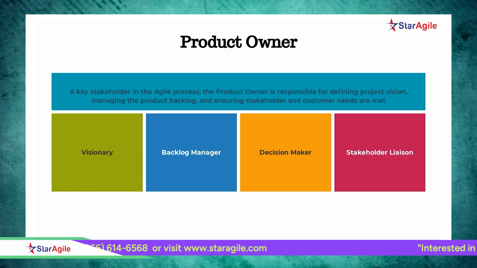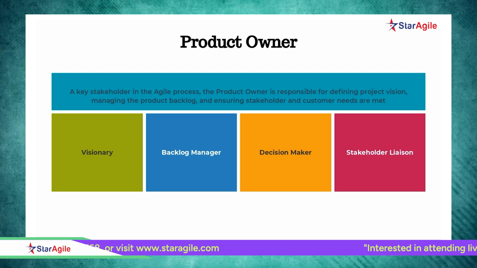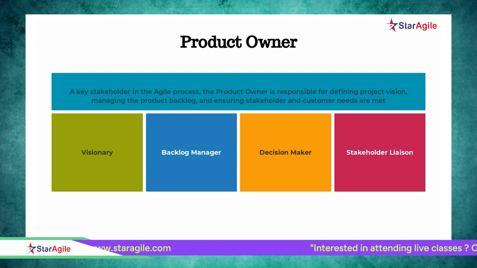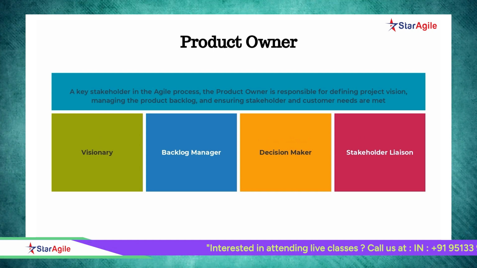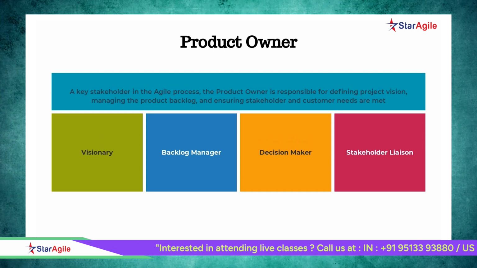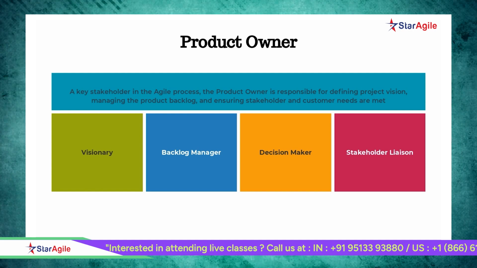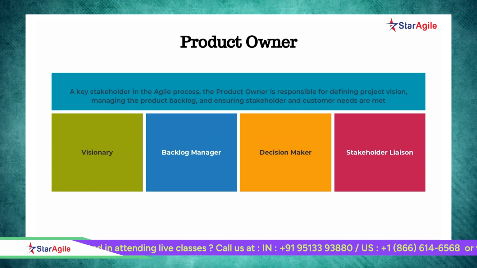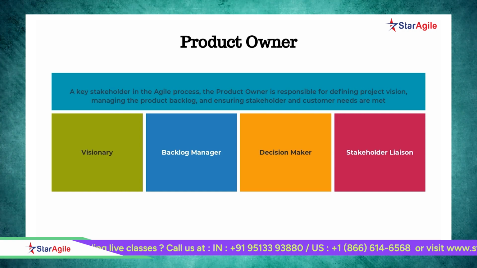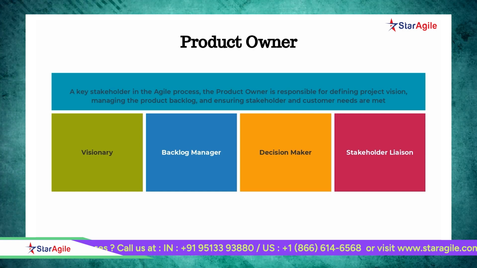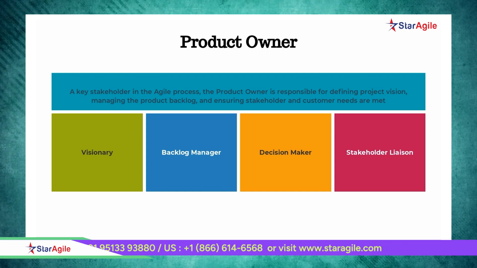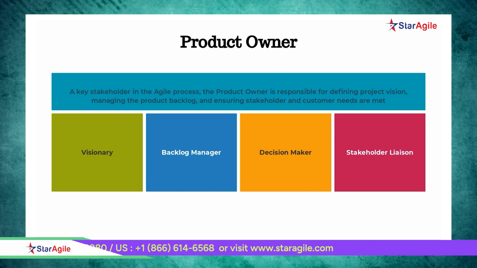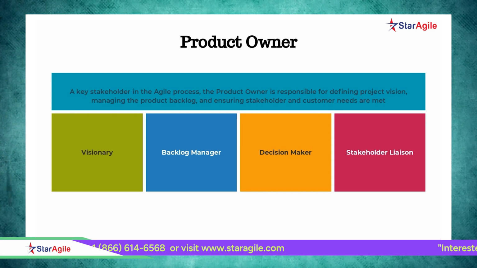The product owner identifies and manages dependencies between backlog items, ensuring that interrelated tasks are coordinated and prioritized appropriately. The product owner maintains transparency around the product backlog, making it visible and accessible to all the stakeholders. Coming to the decision maker, the product owner holds a significant responsibility in guiding the direction of the product and making critical decisions throughout its development lifecycle.